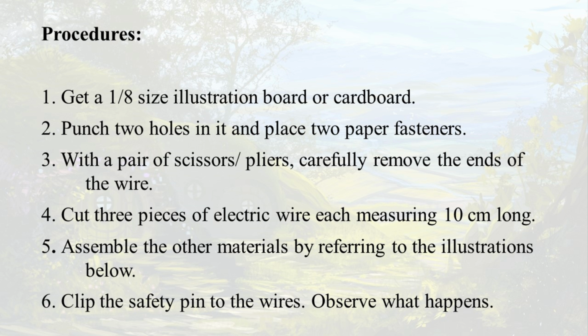Procedures. 1. Get a 1/8 size illustration board or cardboard. 2. Punch 2 holes in it and place 2 paper fasteners. 3. With a pair of scissors or pliers, carefully remove the ends of the wire. 4. Cut 3 pieces of electric wire, each measuring 10 centimeters long. 5. Assemble the other materials by referring to the illustrations below. 6. Clip the safety pin to the wires. Observe what happens.